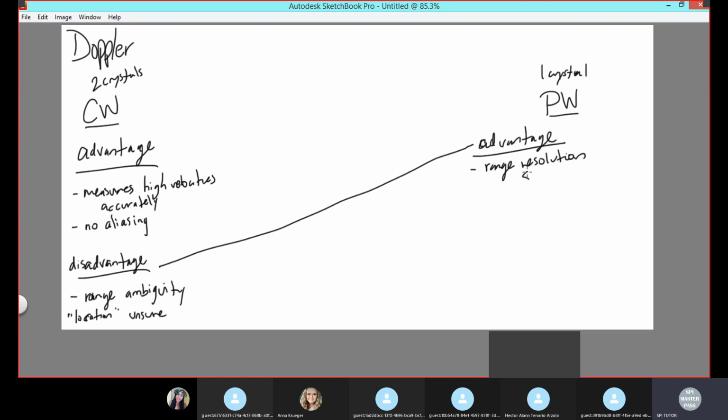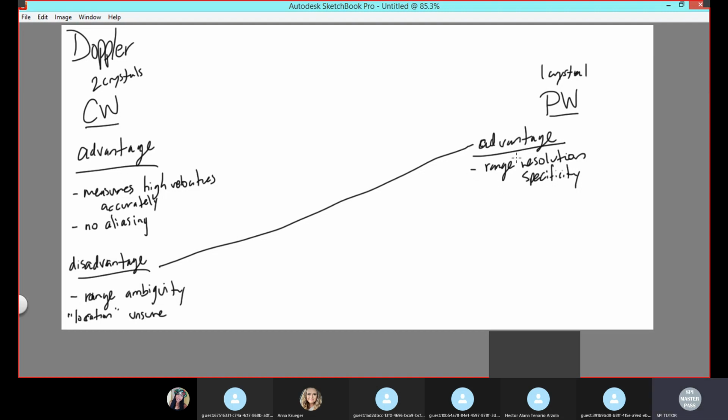Another term is range specificity, which just means it's specific. That's it. And then range is location. So now we are being very specific about the location. Or we have resolution, which is accuracy. So we are being accurate about its location, which is the opposite of range ambiguity, okay?